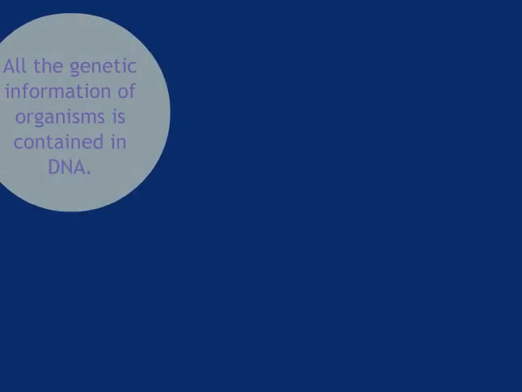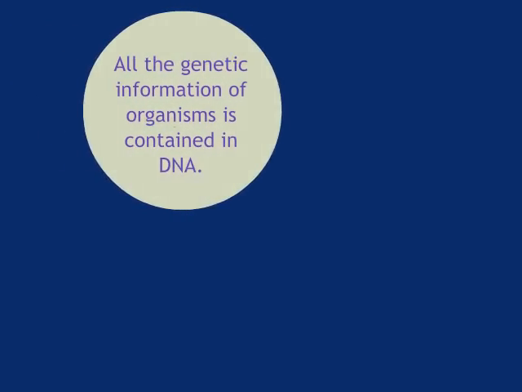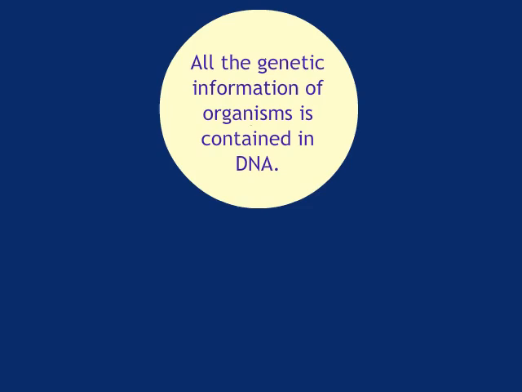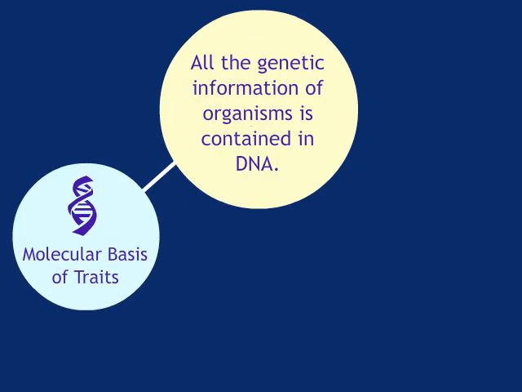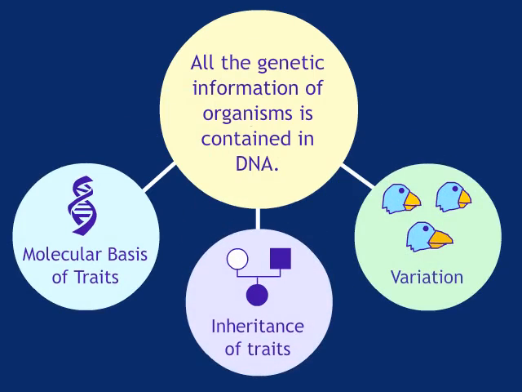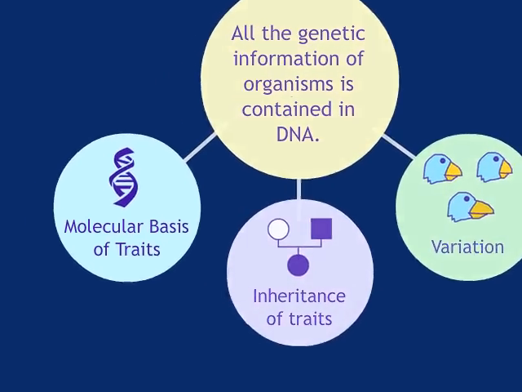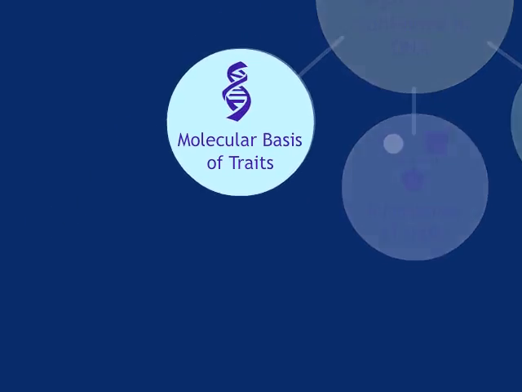Every science discipline has overarching principles or big ideas derived from explanations for a range of natural phenomena. One big idea in biology is that all the genetic information required by organisms is contained in DNA. This big idea in biology is comprised of three components, which include the molecular basis of traits, inheritance of traits, and variation. Each component of the big idea is comprised of specific concepts.